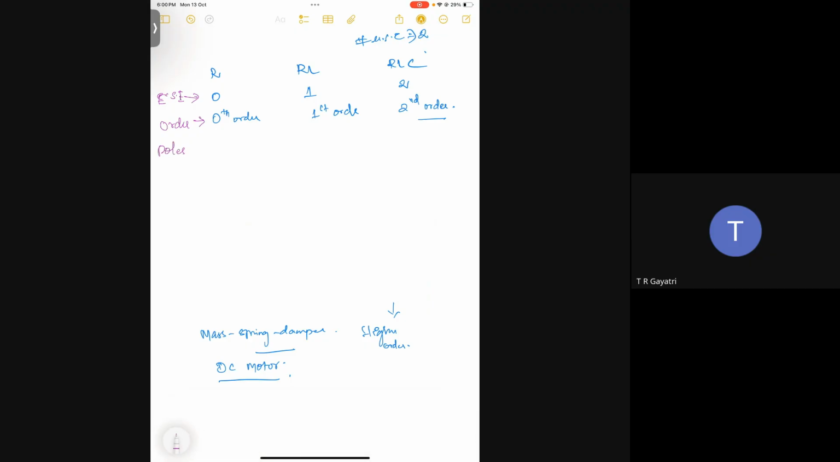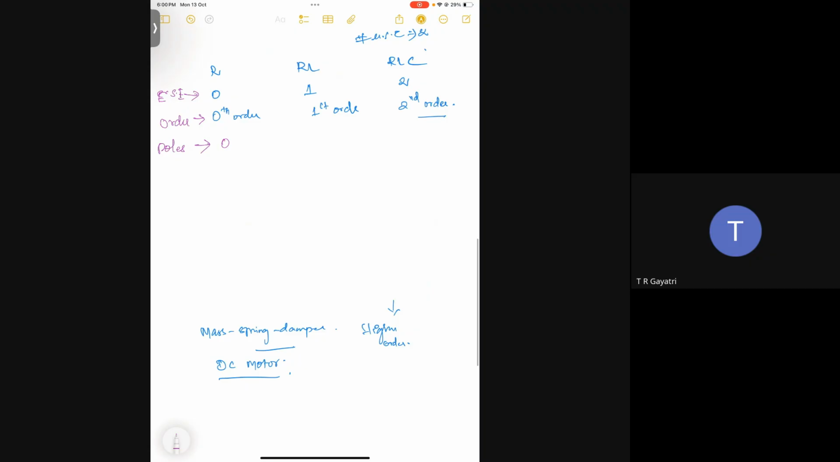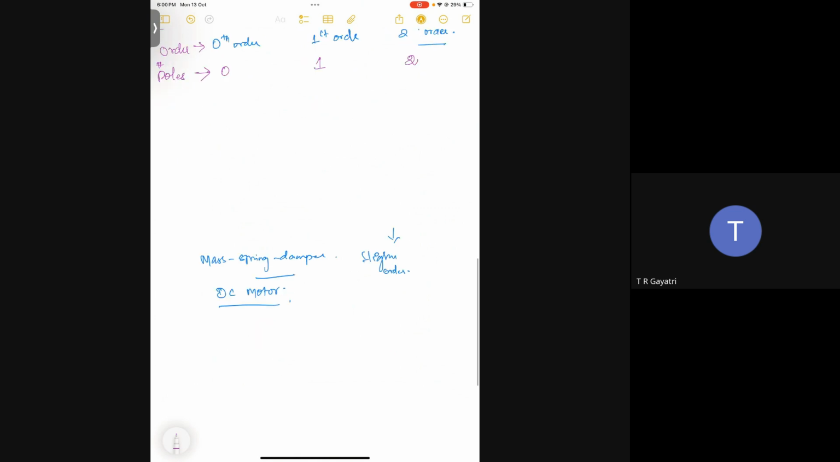So poles, if I want to define in the same explanation, what is the highest order of your system? That becomes the number of poles of the system. For example, a zeroth order system has 0 poles. A first order system has 1 pole. A second order system has 2 poles. Similar, right? These orders we will take only from the denominator.